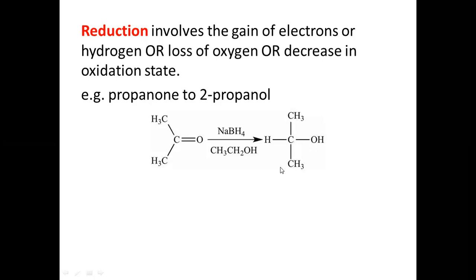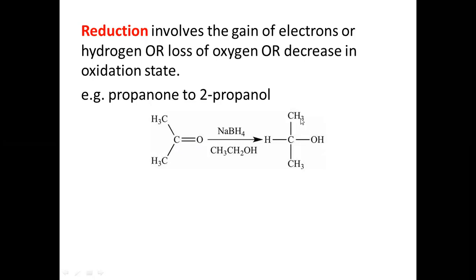Here in this case, if you observe, here C double bond O is converting into C-OH. How many carbons are there? 1, 2, 3 carbons. Here, how many carbons are there? 1, 2, 3 carbons. How many oxygens are there? Here 1, and here also 1 oxygen. And how many hydrogens are there? Here 3 hydrogens, here 3. Totally 6 hydrogens in the reactant.